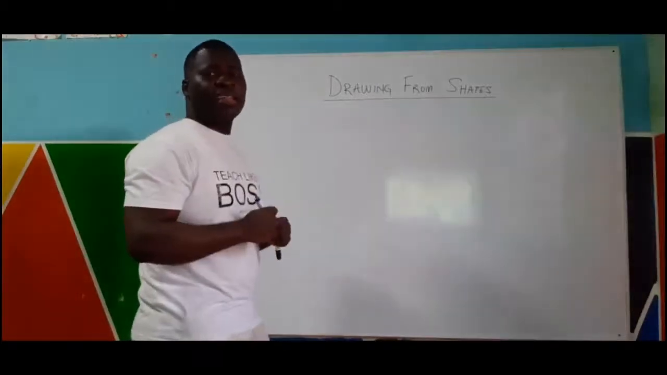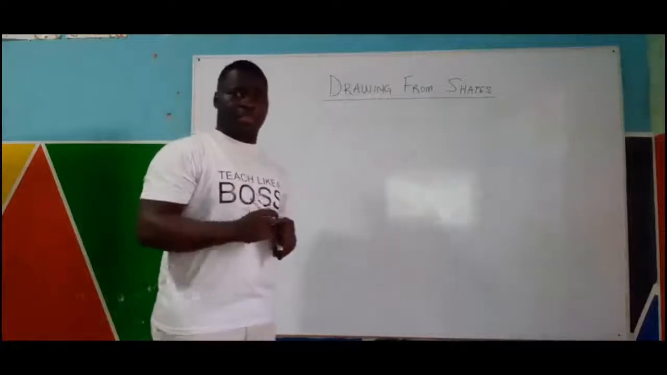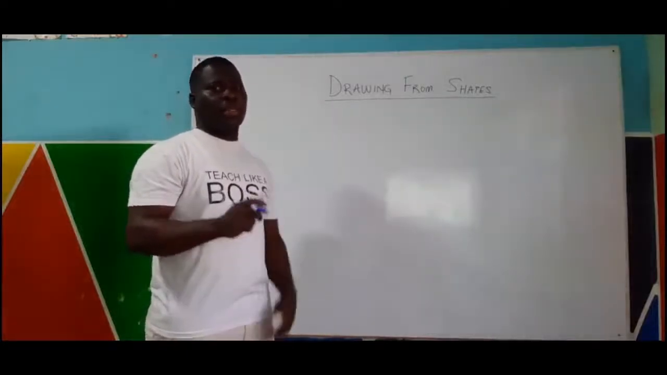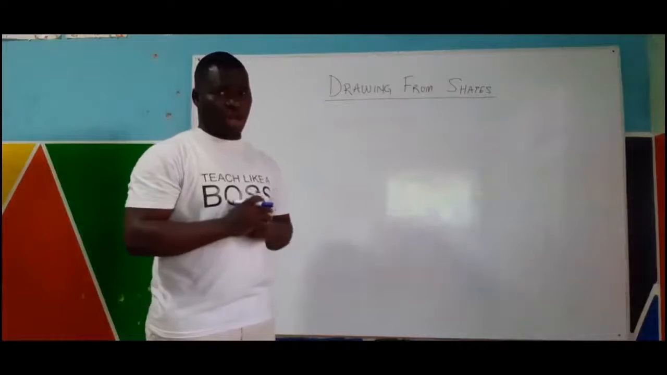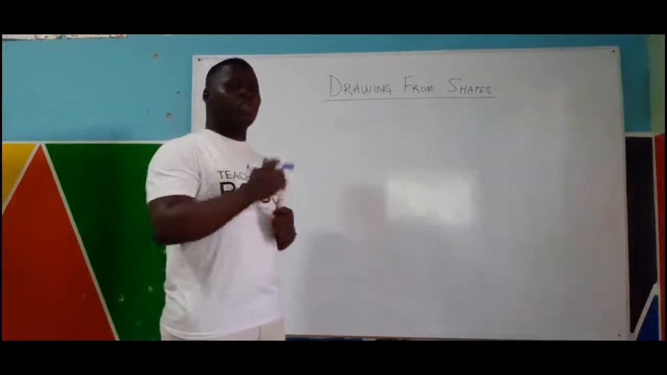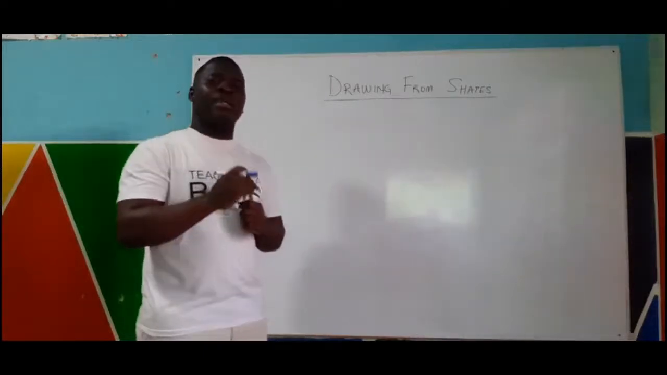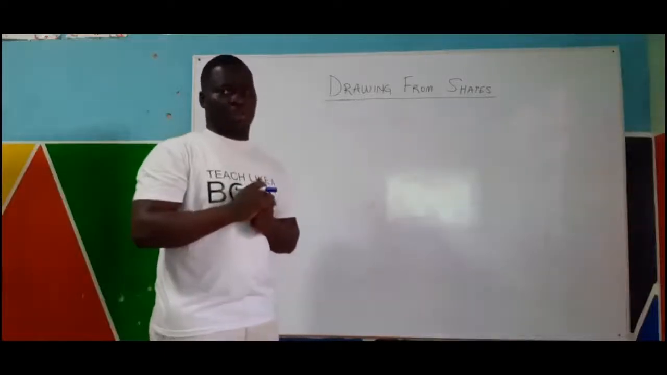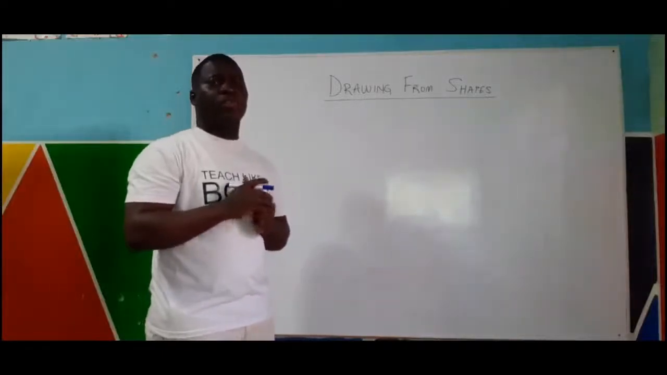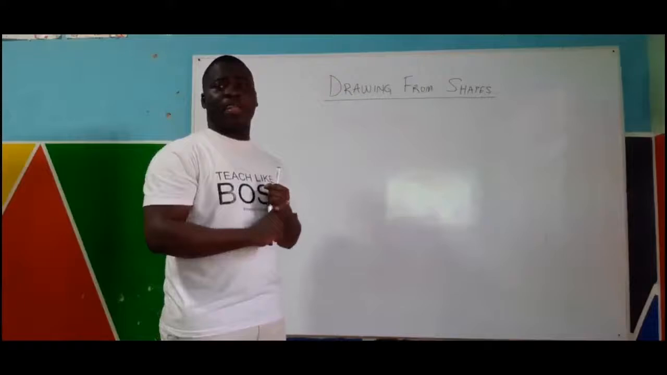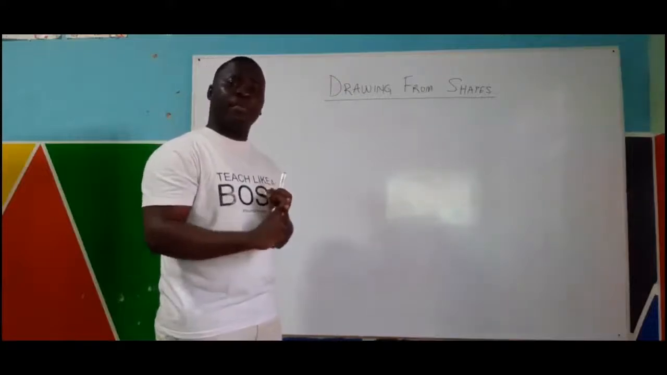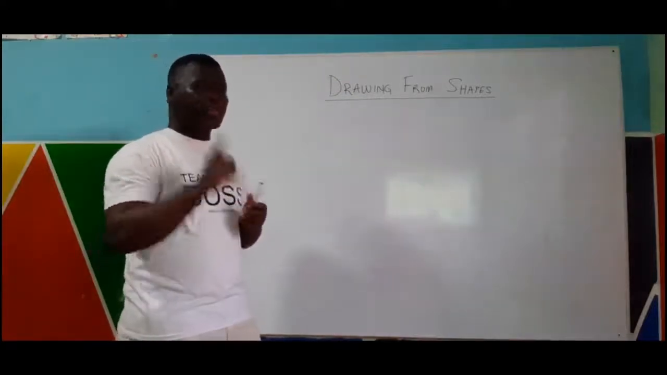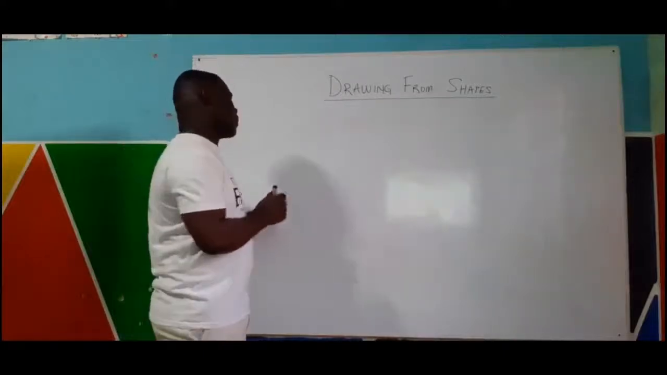Now, let's identify these shapes. I'm going to draw some shapes on the board, and I expect you to be able to identify these shapes. So you look at it and you identify these shapes, and you draw these shapes in your book as well. So you identify them, you name them, and draw them in your book as well. So let's begin with our first shape.